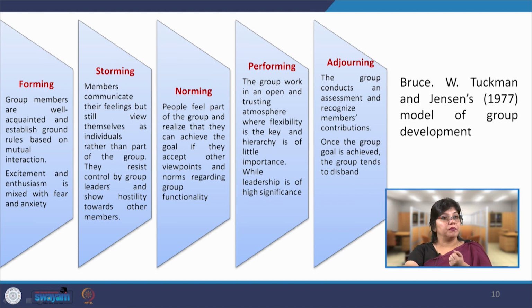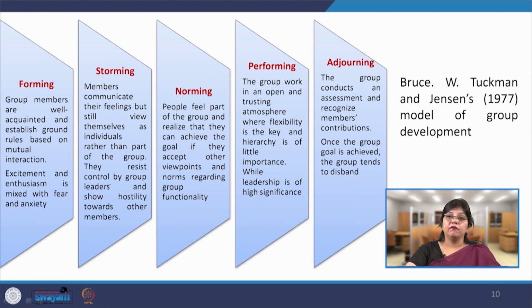Based on the acceptance of the norms and identifying with the group goals, people tend to develop trust in each other, there is more flexibility, and hierarchy is of little importance, while leadership is of high significance.